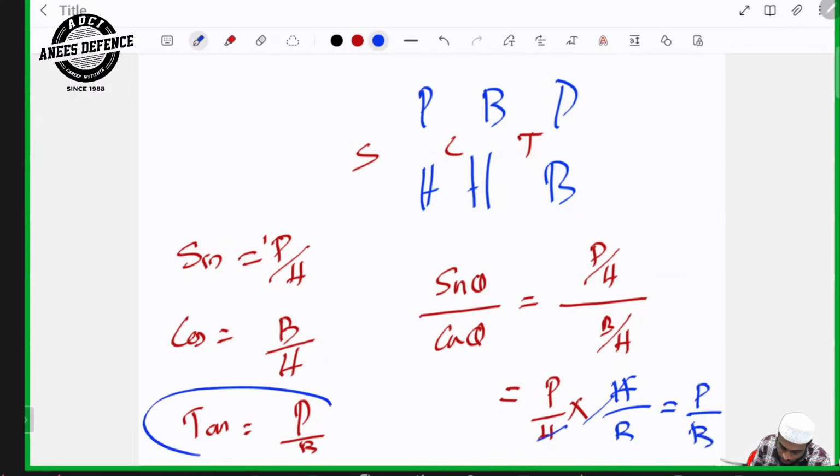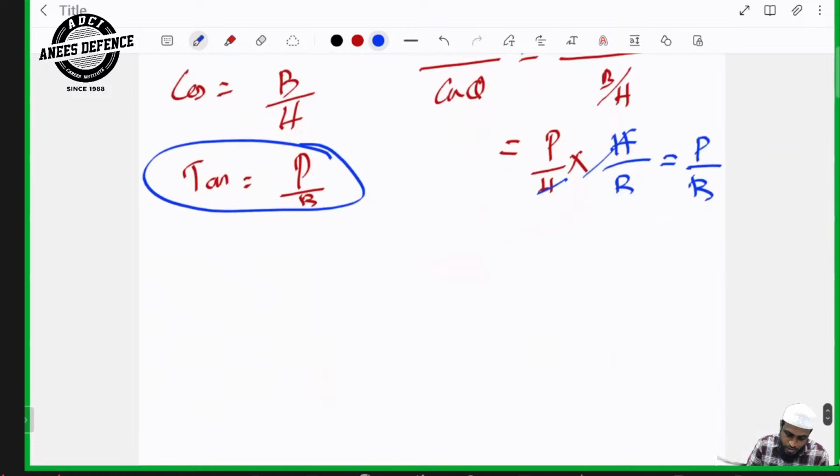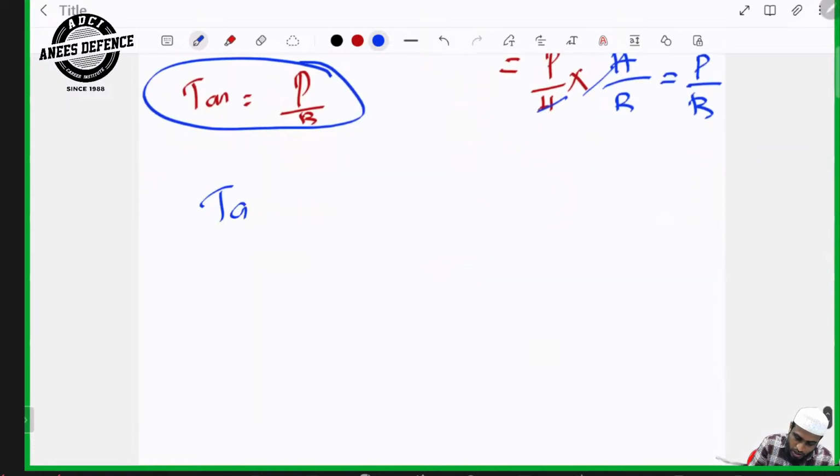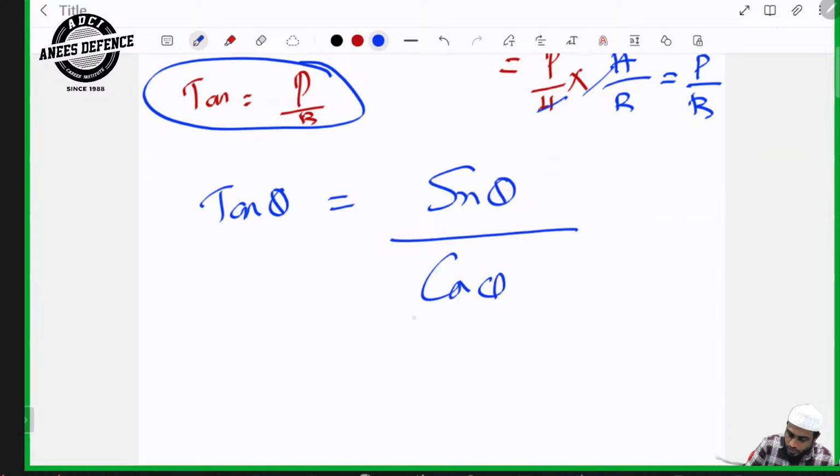What is this P by B? Tan theta. Sin theta by cos theta is also P by B. So you have proved that tan theta equals sin theta by cos theta. Understood? Yes, sir. So this is the concept. Tan theta equals sin theta by cos theta.